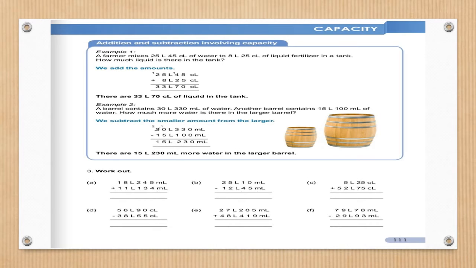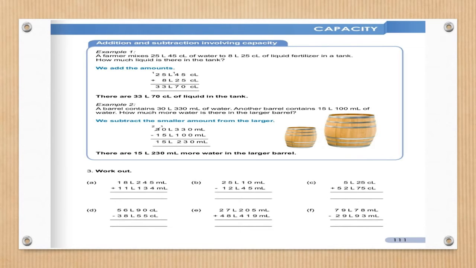Now you'll have to work out exercise 3. Question 3 you have to work out in your book. Okay, very easy as well. Do not forget for the ml you will have to add a 0, the total will have to be 3 digits for your ml. Then you'll work out the questions.